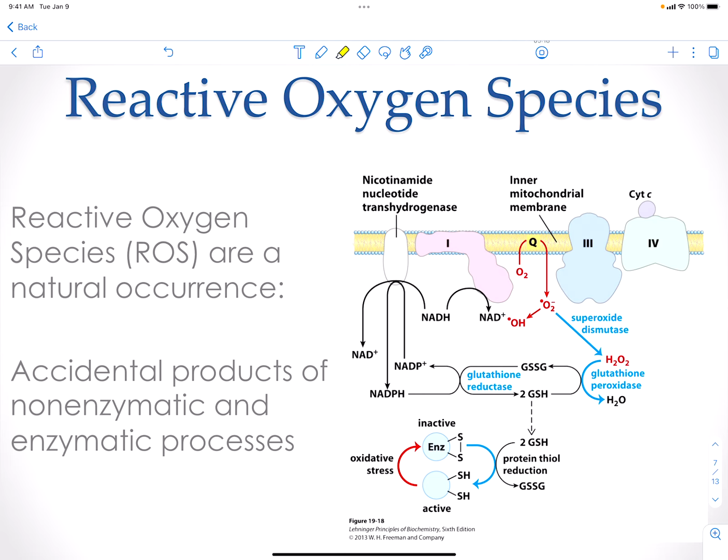Now, the reactive oxygen species, again, can be formed naturally, and this occurs in the electron transport chain. So here we have our electron transport chain, and we're showing our enzymes 1, 3, and 4. And we also have coenzyme Q, or quinol, in our membrane, which will carry electrons between 1 and 3, for example. And so if in the process of moving electrons from 1 to 3, oxygen is able to grab an electron from our quinol, then it'll become a radical.